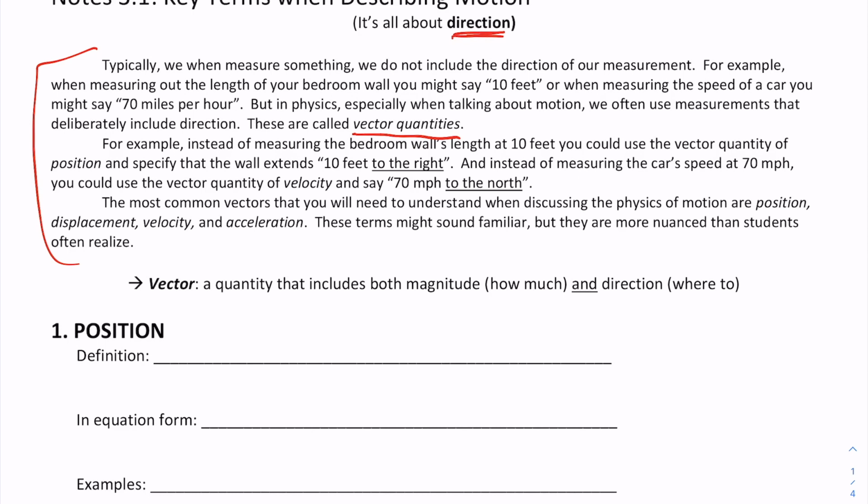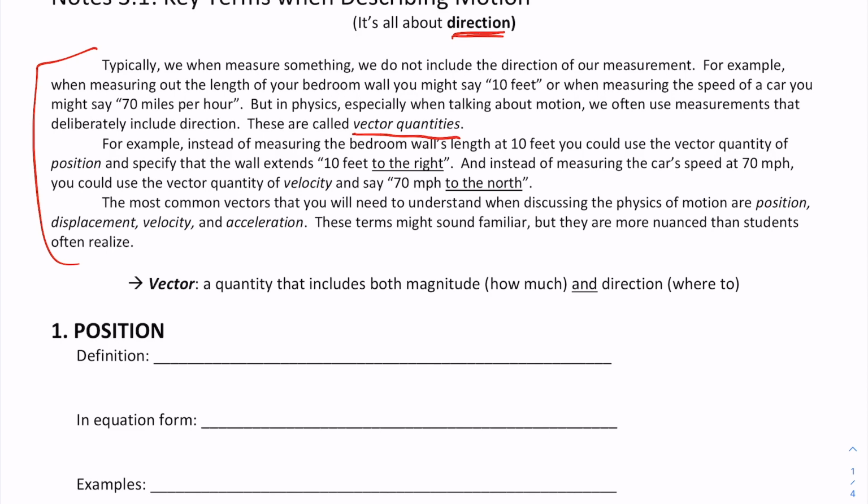For example, instead of measuring the bedroom wall's length at 10 feet, you could use the vector quantity of position and specify that the wall extends 10 feet to the right, or that the position of the corner of the wall is 10 feet to the right. And instead of measuring the car's speed at 70 miles per hour, you could use the vector quantity of velocity and say 70 miles per hour to the north. So the addition of the direction takes it from something that just has a value, like 10 feet or 70 miles per hour, and it includes direction, makes it a vector.